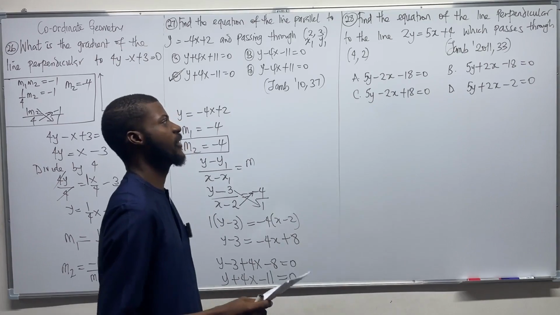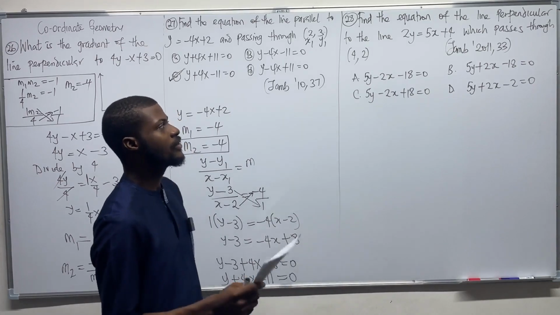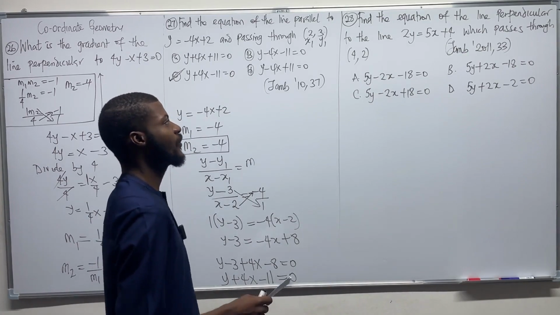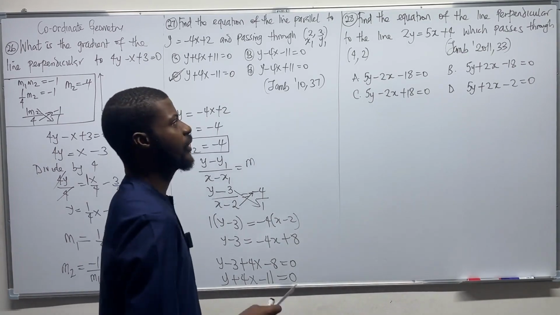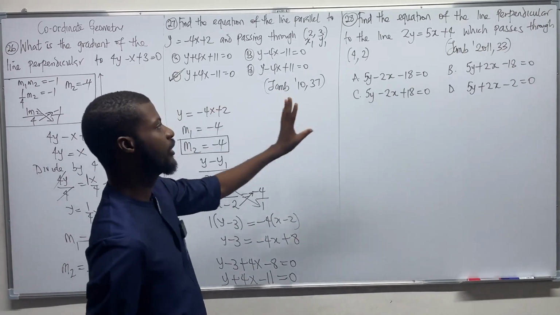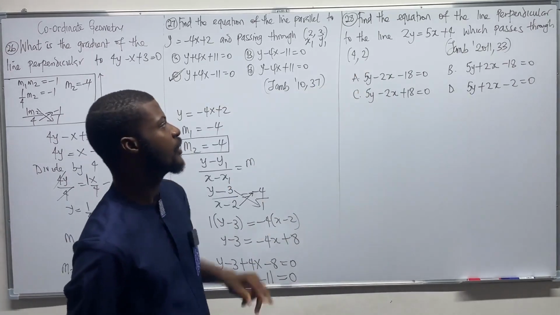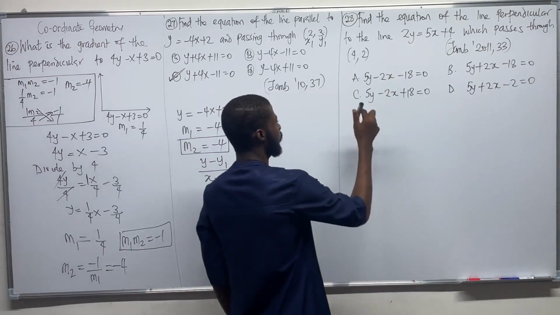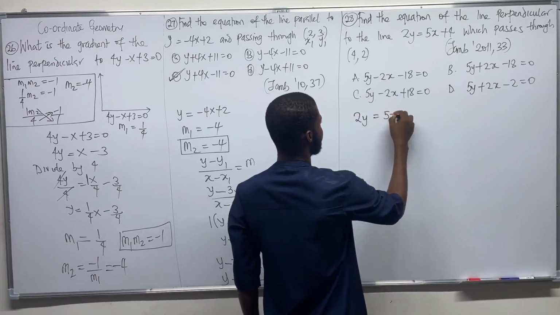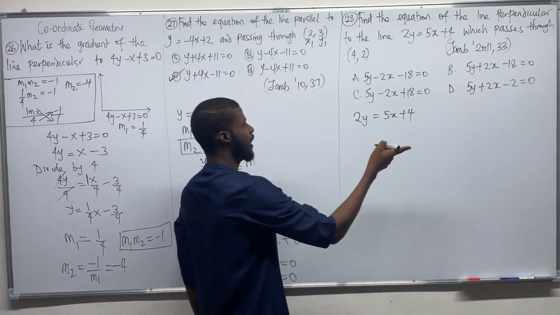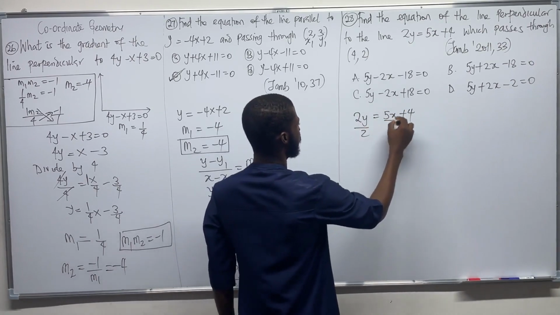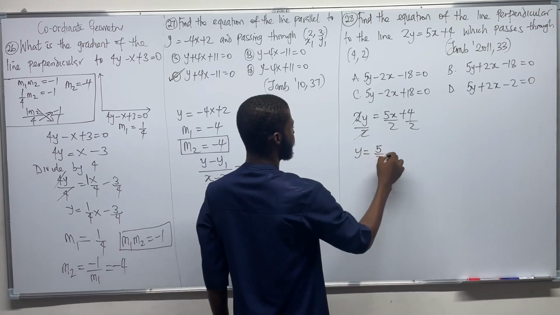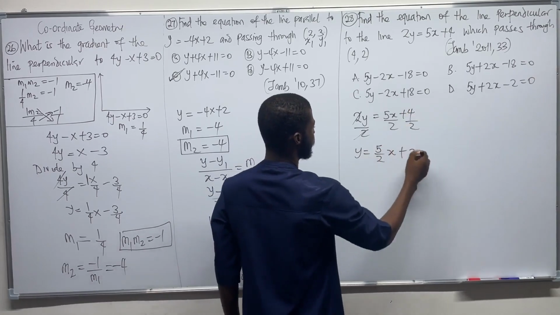It says, find the equation of a line perpendicular to the line 2y equal 5x plus 4, which passes through (4, 2). Beautiful question. It is almost the same as this one, but the difference is it is perpendicular. So first of all, we find the gradient of this very line first. So we're going to say 2y is equal to 5x plus 4. Let's divide every single thing by 2. So we cancel out 2, and y is equal to 5 over 2 x plus 4 over 2, which is just 2.